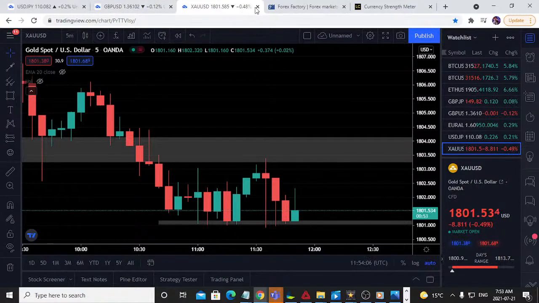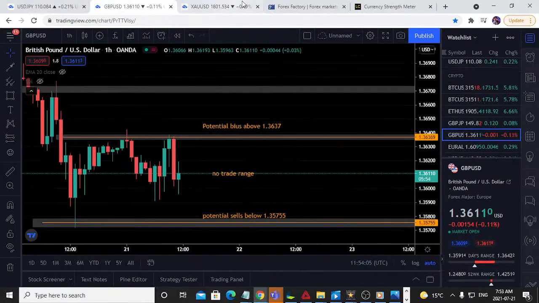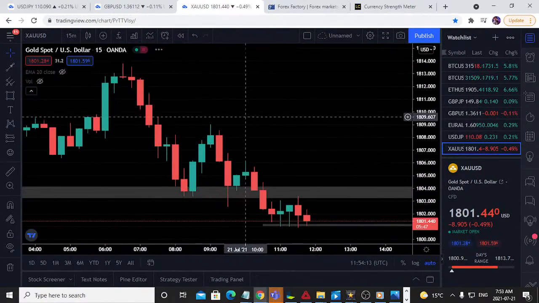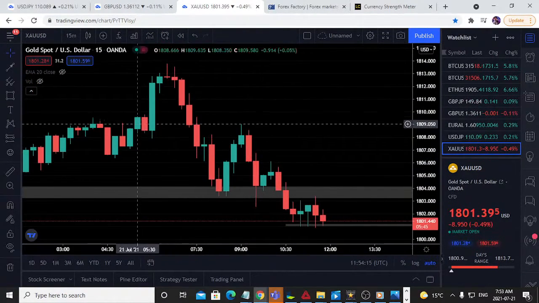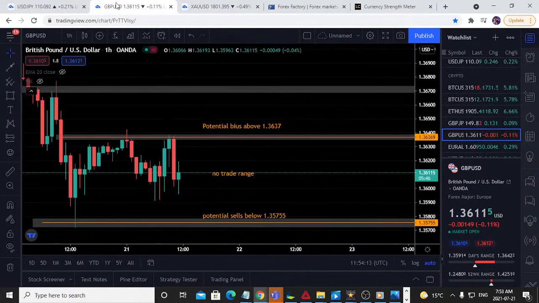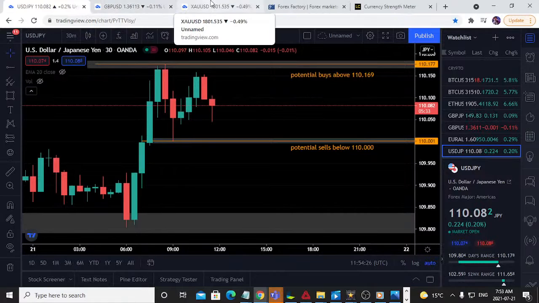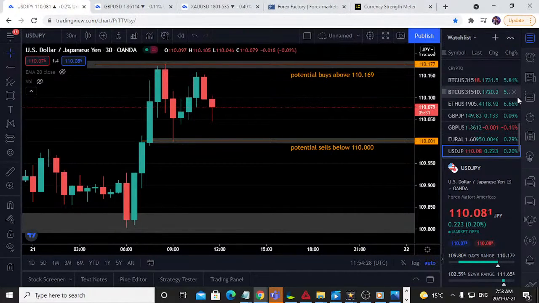Man, I feel like just pressing this X button on gold. Gold though, it looks good to watch and stuff like that. But I will be right back. The rest of the day is definitely a no trade day. I'll say that much. I'll be right back.